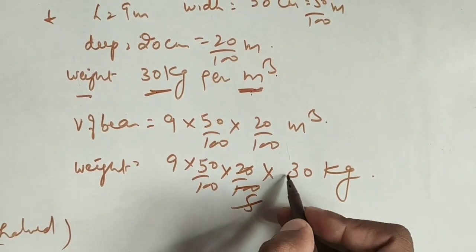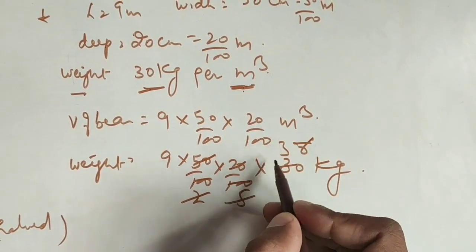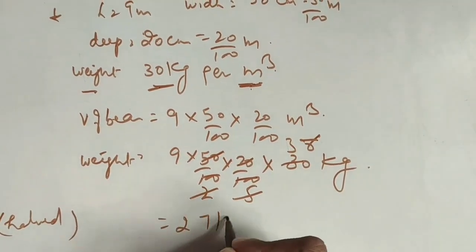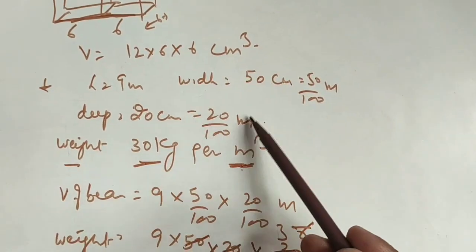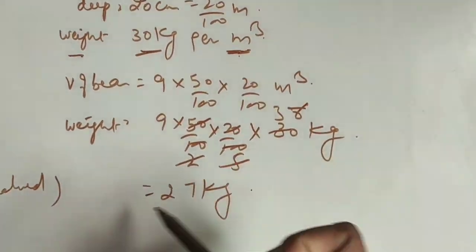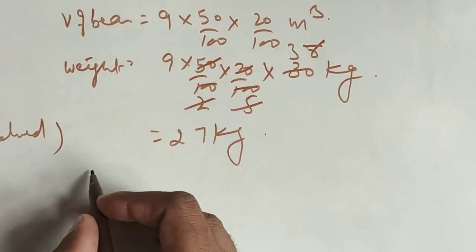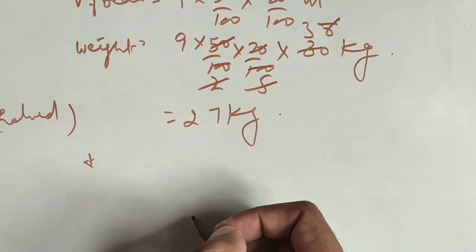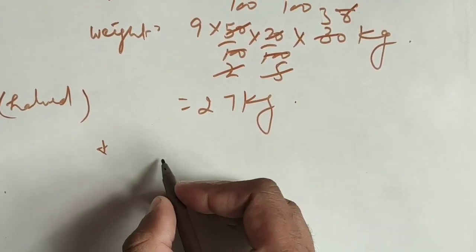So 50 by 100 is 5 by 10, and 20 by 100 is 2 by 10, which is 3 in total. So 9 into 3 is 27 kg. So the weight of this beam will be 27 kg. Okay. Next is, a carpenter makes a letter box which has a volume of 13,400 centimeter cube.